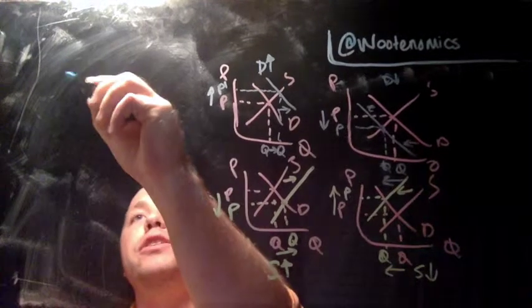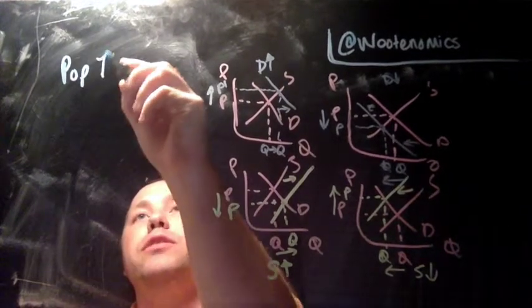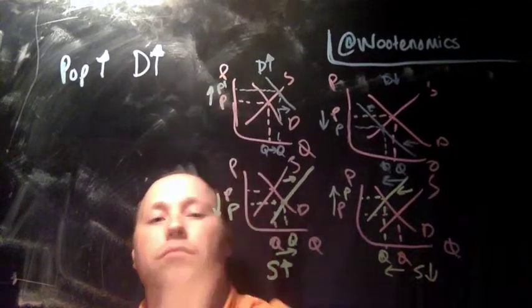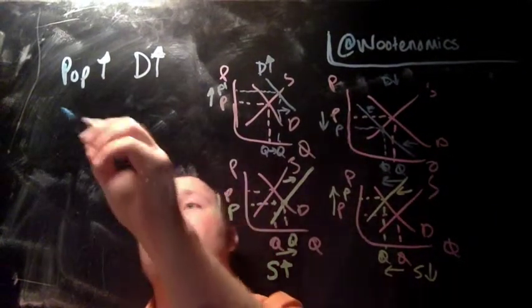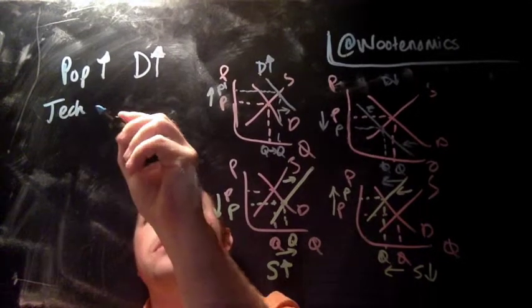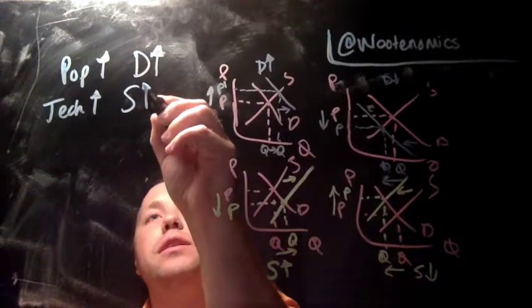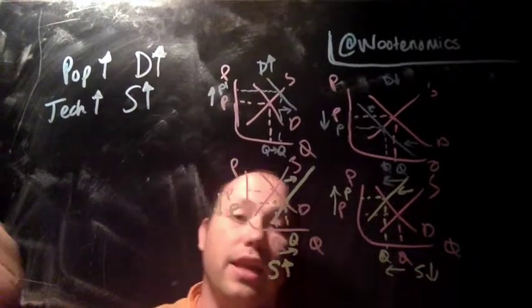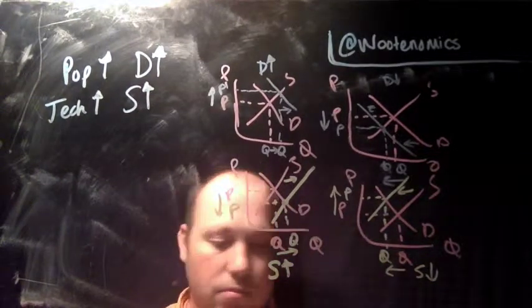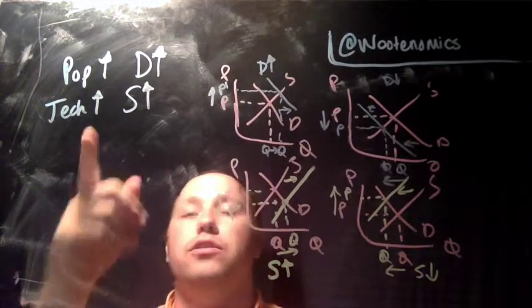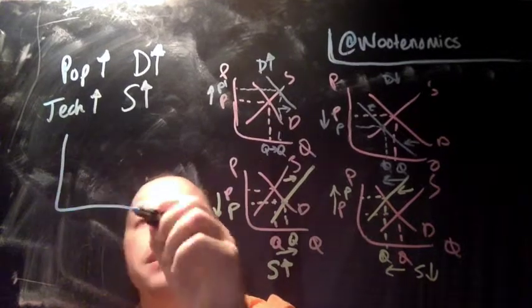Over the past 10 years, we've seen a large population increase. So that's an increase in demand. But at the same time, we've seen technology improve, and so that's an increase in supply. Firms have been willing and able to supply more output because technology's improved. So let's look at these two things on a graph simultaneously.